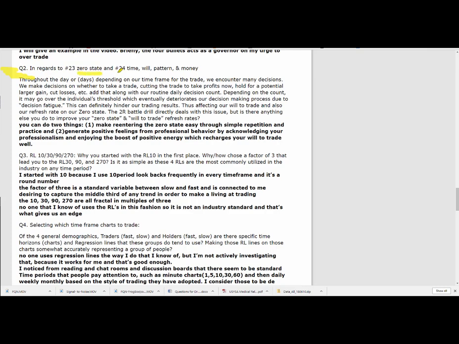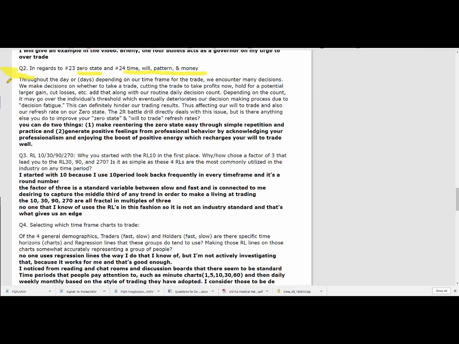In regards to 0 state, and then this notion of time, will, pattern, and money. I thought this was a very nice paragraph Duke wrote. Throughout the day or days, depending on our time frame for the trade, we encounter many decisions. Whether to take a trade, cut the trade to take profits now, hold for a potential larger gain, cut losses, etc. Each one of those adds to our daily routine decision count. Depending on the number of decisions you had to make, it may go over your threshold, which eventually deteriorates our decision-making process due to decision fatigue.